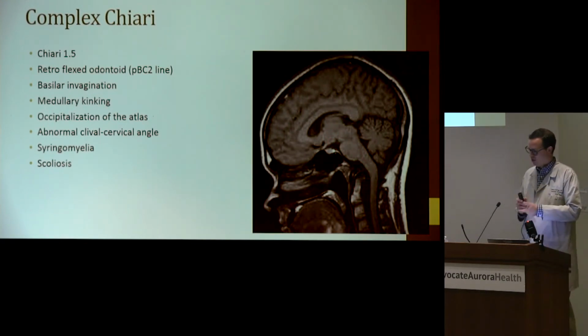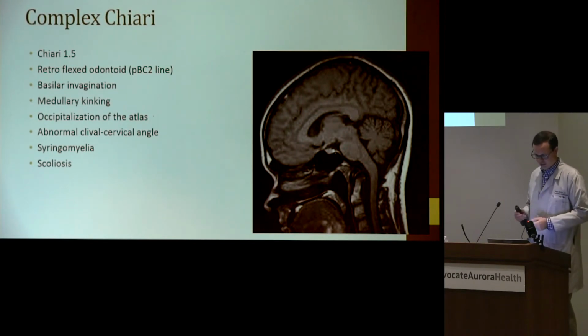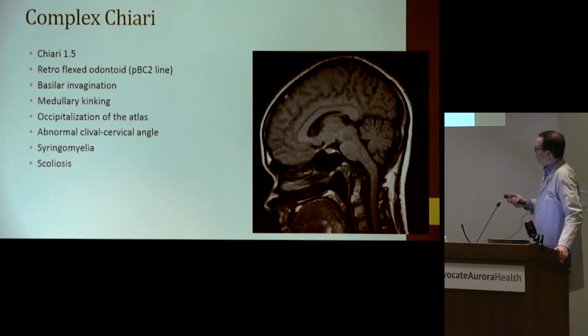And if you have a smaller, more acute angle than that, it can lead to issues with stability and ventral brainstem compression. And then obviously you can have the usual things that you have with Chiari I, which is the syrinx, or it can be associated with scoliosis.